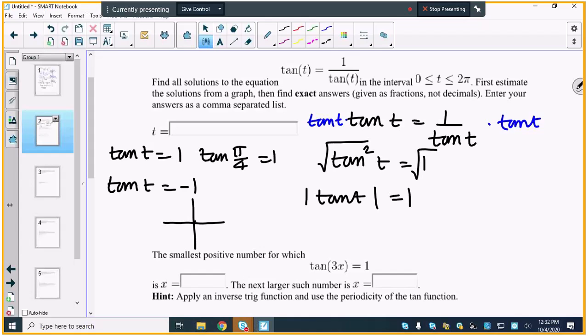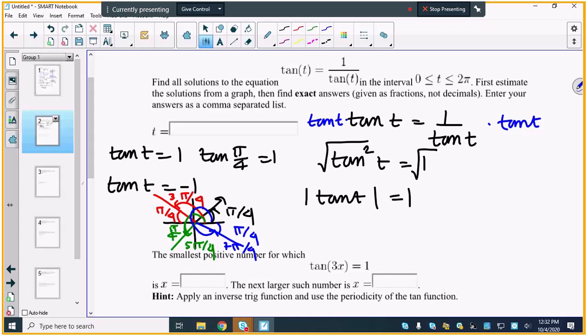In the first quadrant, where tangent is positive, it's just pi over 4. In the second quadrant, tangent is negative. If the reference angle is pi over 4, then the actual angle is 3 pi over 4. So that's one other solution. In the third quadrant, the reference angle is pi over 4, so the angle in the standard position is 5 pi over 4. And finally, in the fourth quadrant, if the reference angle is pi over 4, the angle in the standard position is 2 pi minus pi over 4, which is 7 pi over 4.